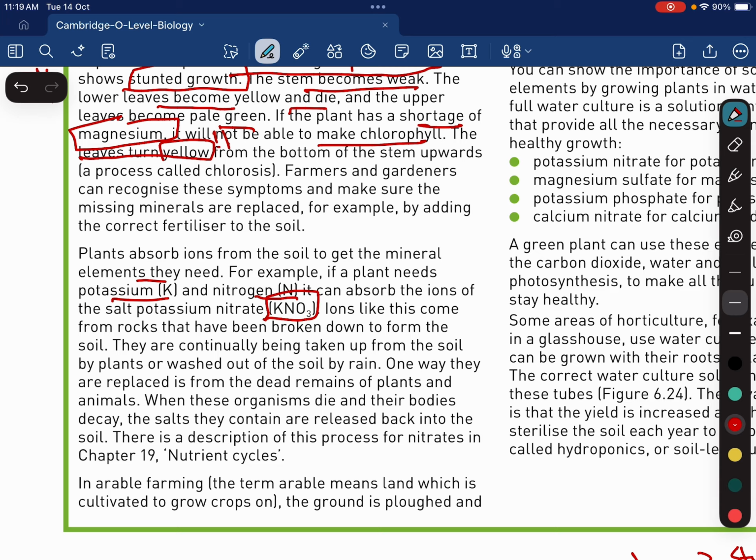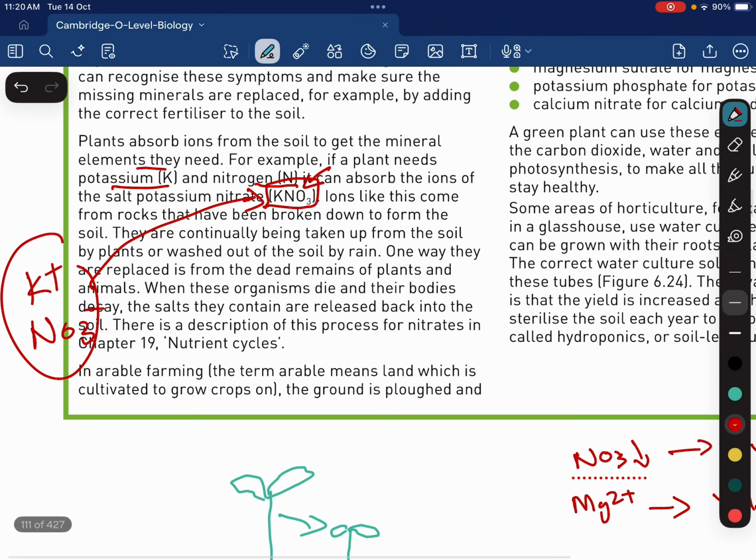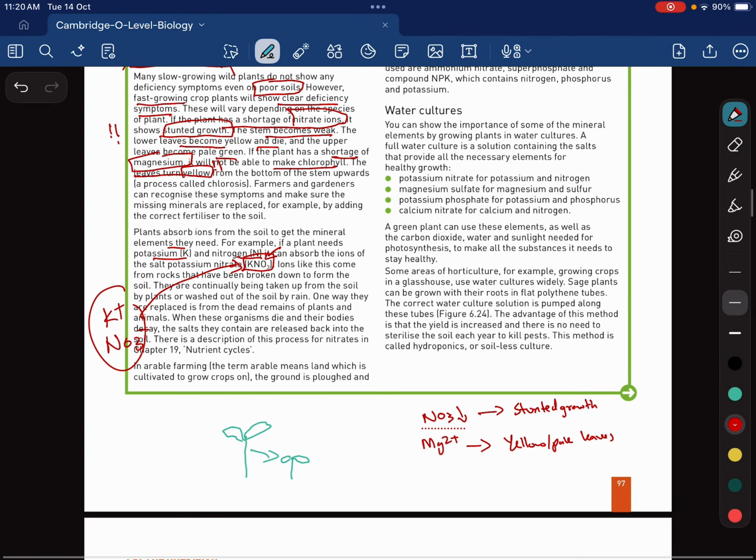It can absorb in a whole compound form, right? It doesn't necessarily have to absorb these ions separately. एक पूरा compound form में potassium nitrate absorb कर सकता है. Later it could break these potassium nitrate into potassium ions, nitrate ions, right? As you can see. So that's how the plant could go about absorbing ions. These are the main things we need to know.